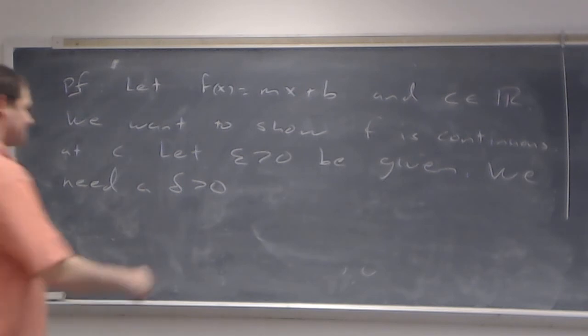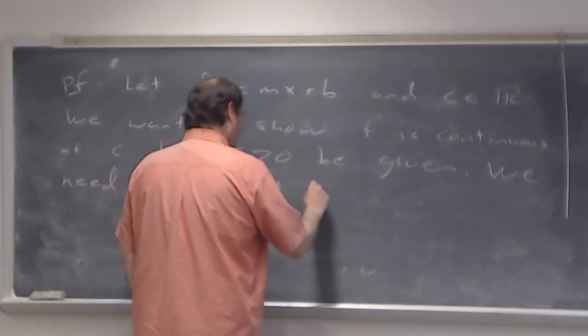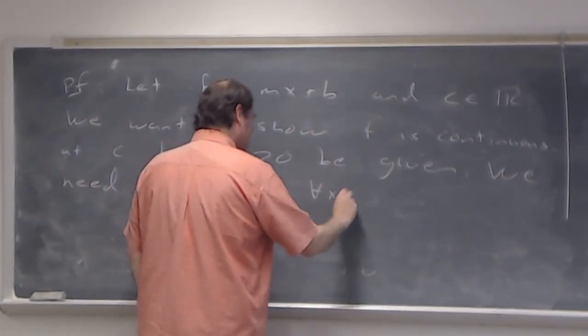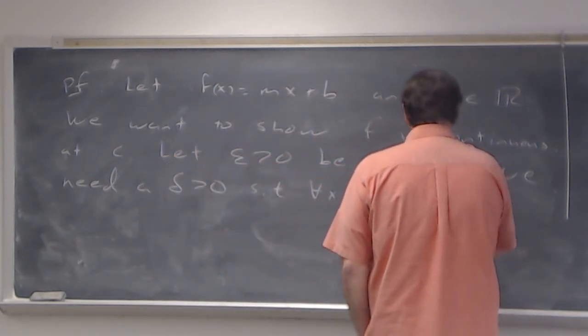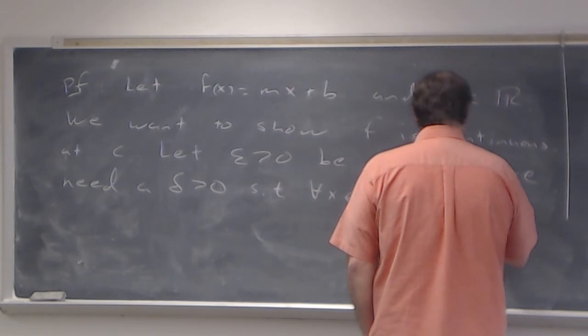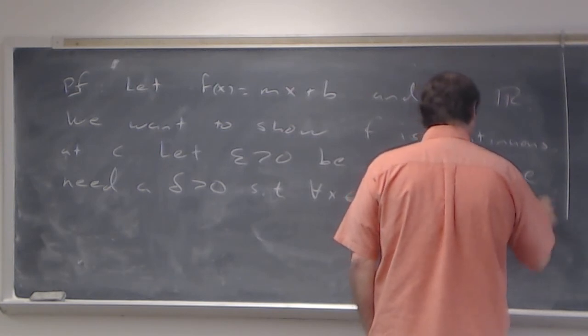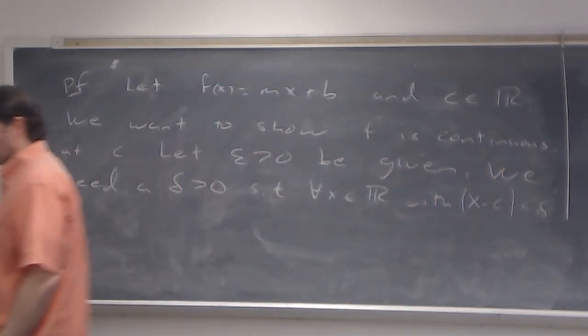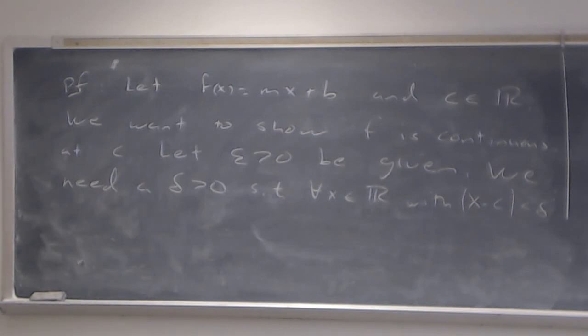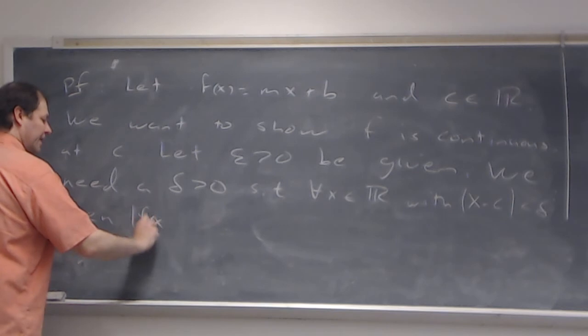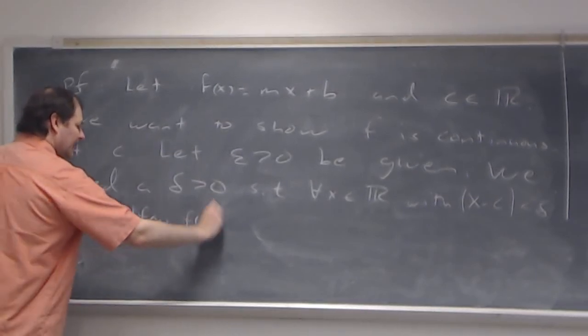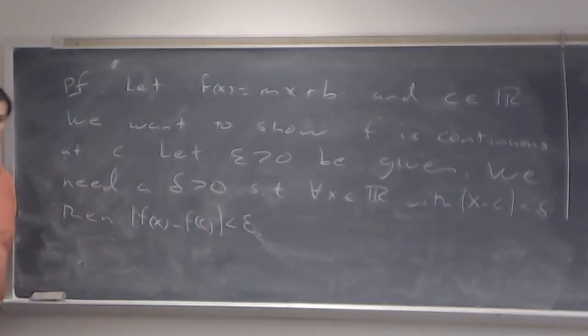Such that for all x in R, that's the domain, with absolute value of x minus c being less than delta, because we're talking about continuity, I didn't have that 0 there, then absolute value of f of x minus f of c will be less than epsilon. Okay, that's what we want to show.